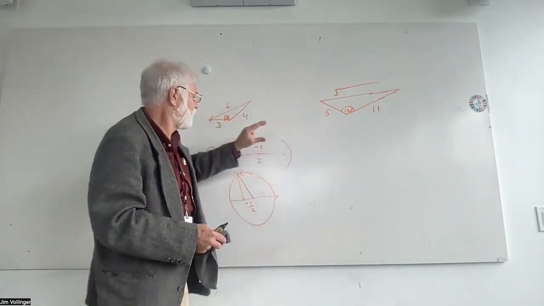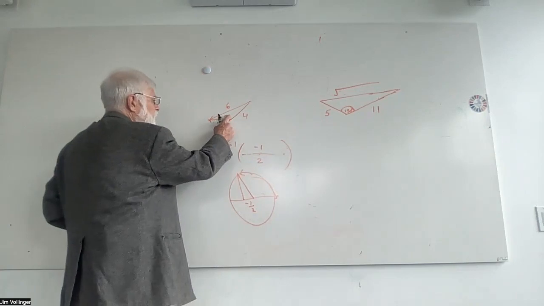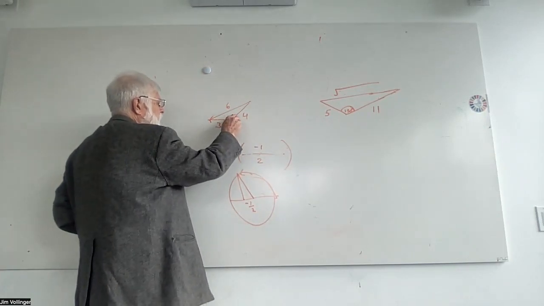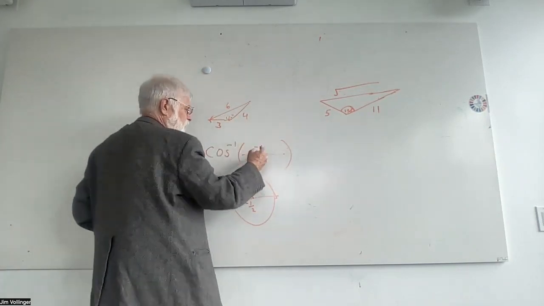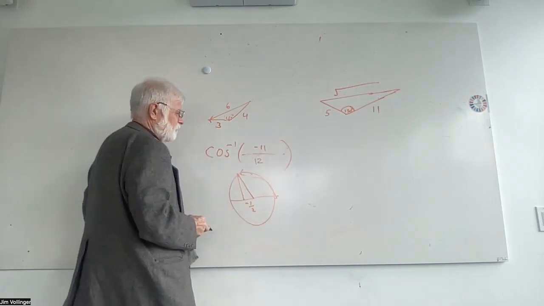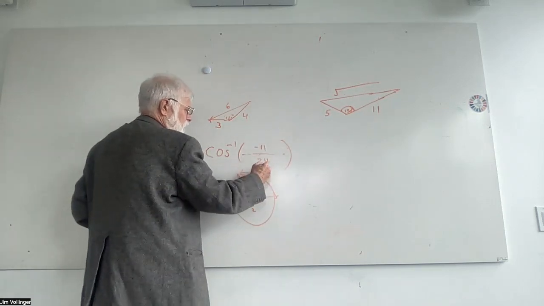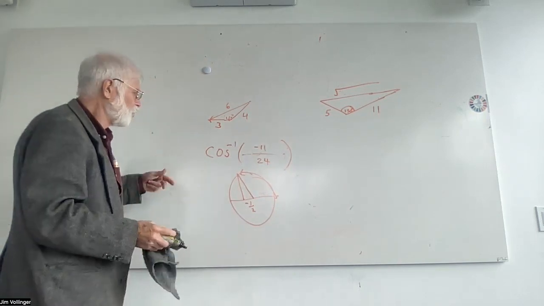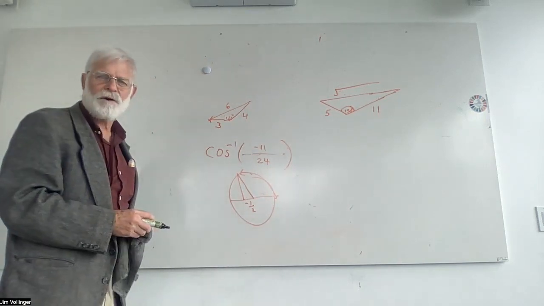This triangle is not the one we were analyzing. So does it look like it might be near 120? Of course, you're going to put it in the calculator, -11 over 24, sorry. Right, you're going to put that in the calculator. Go to Google, ask for an inverse cosine calculator.